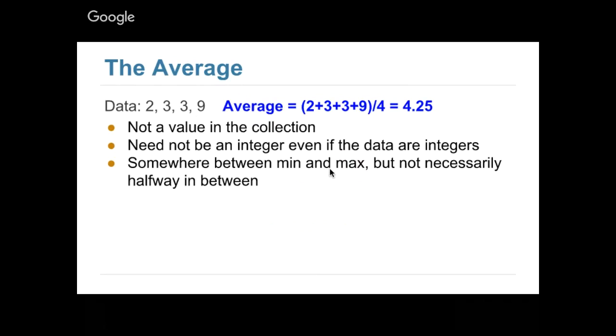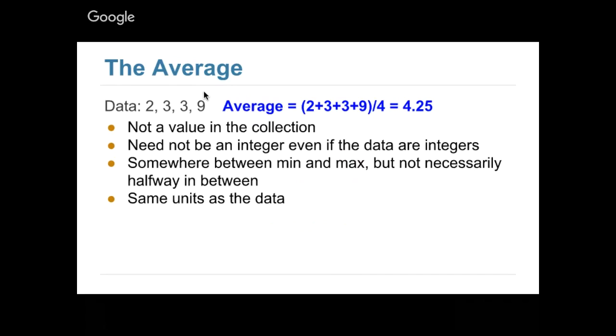We know that it's somewhere between the min and max, but it's not necessarily halfway in between the min and max of my data, because in this case the min is 2, and the max is 9. So I expect an average of about 5.5. But in reality, my average is 4.25 because these 3's here are closer to 2 than they are to 9.